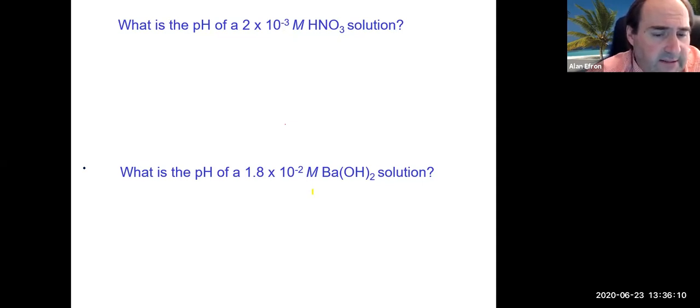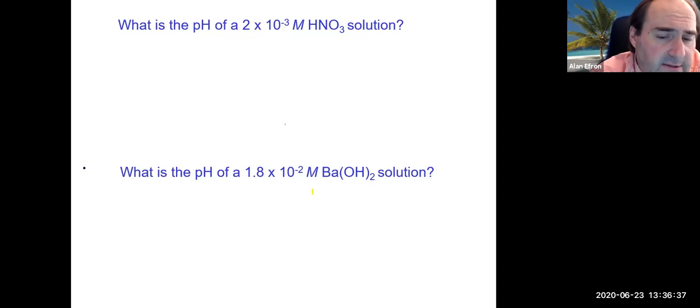In certain cases, you may not be given just a generic H plus concentration or OH minus concentration. You may be given an actual formula for an acid. What we see here on the screen is two problems, and we're going to assume that they are strong acids and strong bases, and we want to calculate the pH of these. So why don't you take a couple of minutes and see what you come up with.